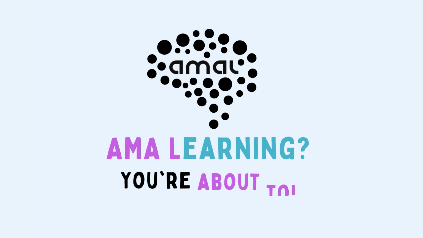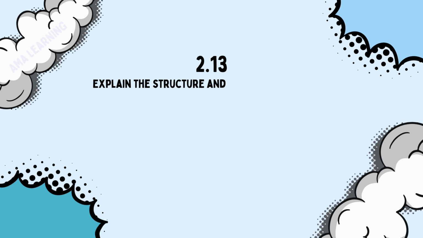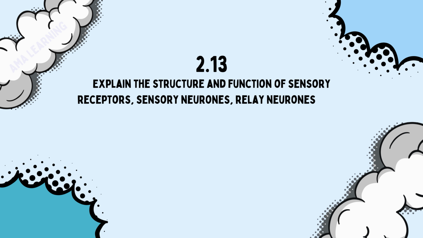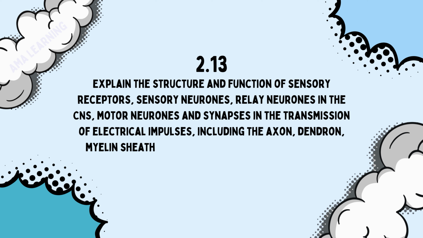AMA Learning, you're about to cover specification point 2.13. Explain the structure and function of sensory receptors, sensory neurons, relay neurons in the CNS, motor neurons and synapses in the transmission of electrical impulses, including the axon, dendron, myelin sheath, and the role of neurotransmitters.